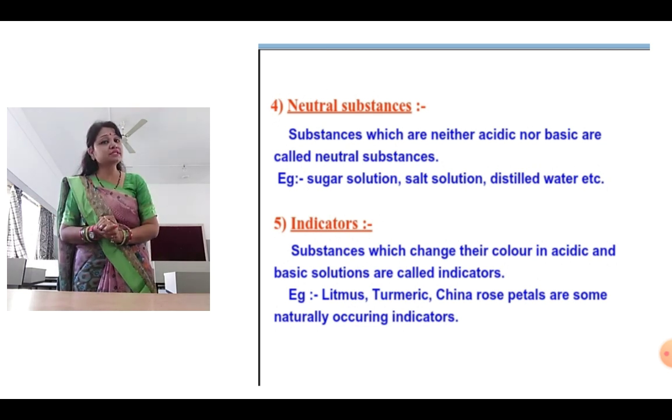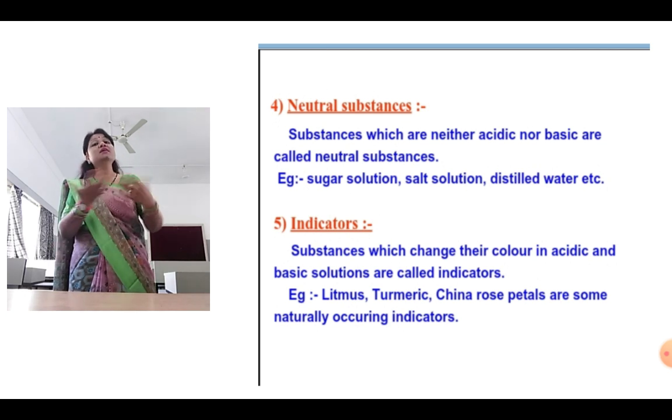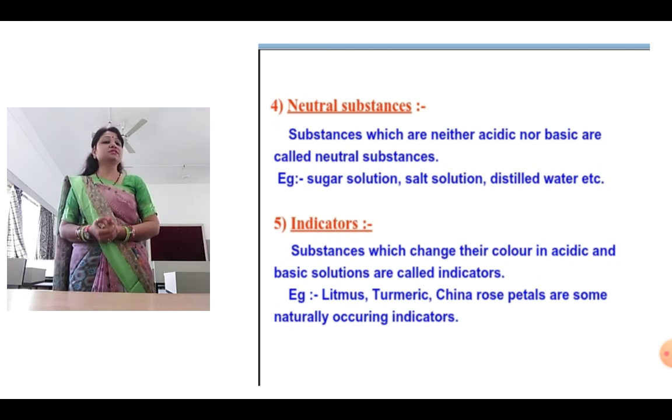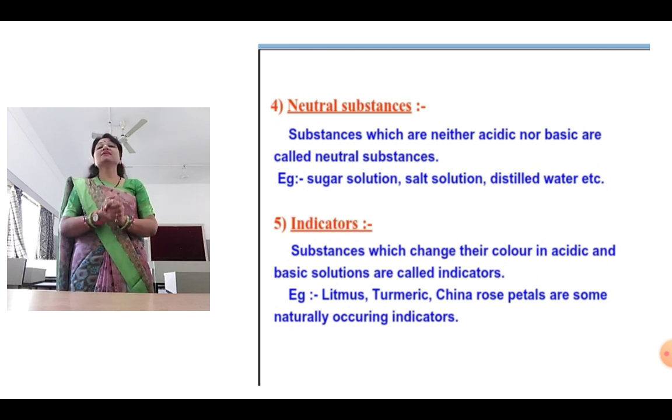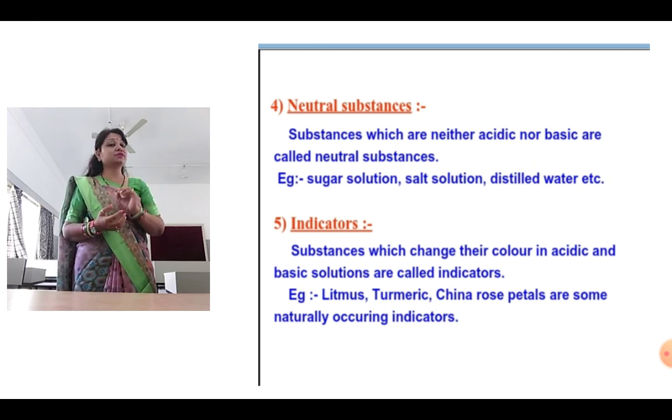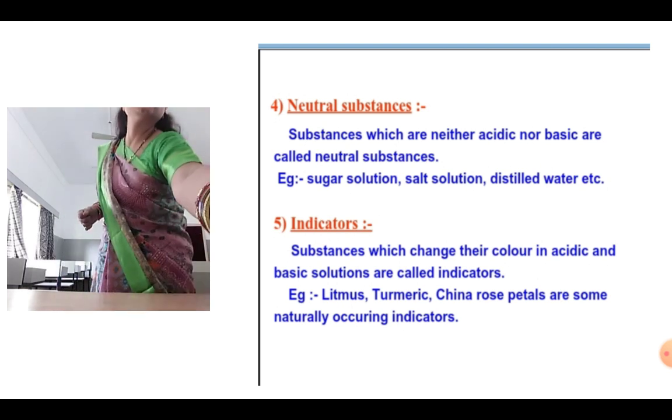There are so many examples, because we have natural as well as man-made indicators, like litmus, turmeric, China rose petals. These are some naturally occurring indicators. Means we are not making them, these are natural ones.